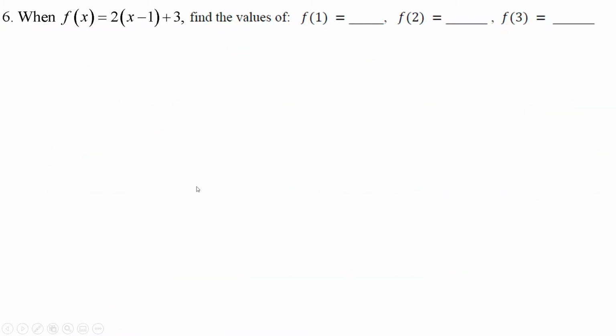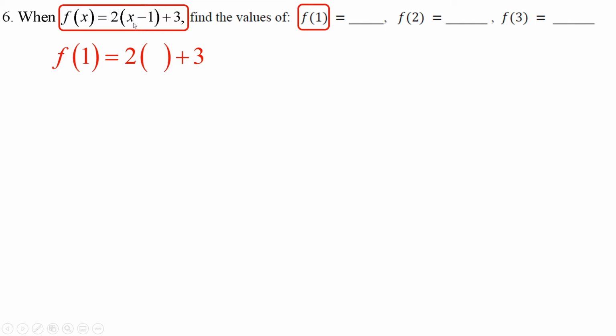Okay, so number 6, they give us the linear equation in point-slope form, f of x equals 2 times the quantity x minus 1 plus 3. And then they are asking us to find the values of f of 1, f of 2, and f of 3. So how do we find f of 1? Well, we use our explicit function right here, and we're just going to do direct substitution. So we're finding f of what x value? F of 1.